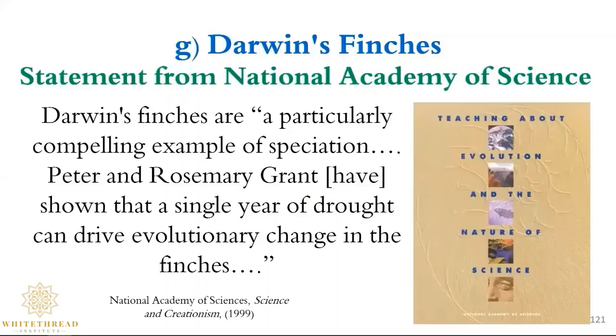So in fact, here is a statement from the National Academy of Science, which is saying that Darwin's finches are a particularly compelling example of speciation. Peter and Rosemary Grant have shown that every single year of drought can drive evolutionary change in the finches. So we have no new species originating here.